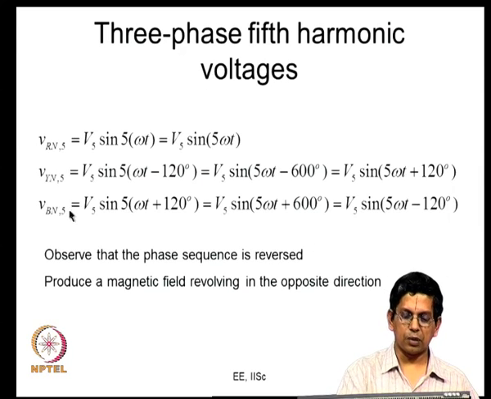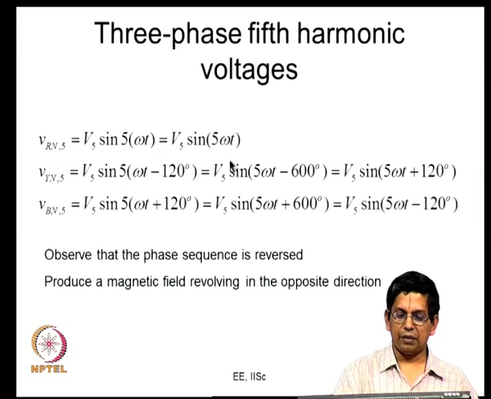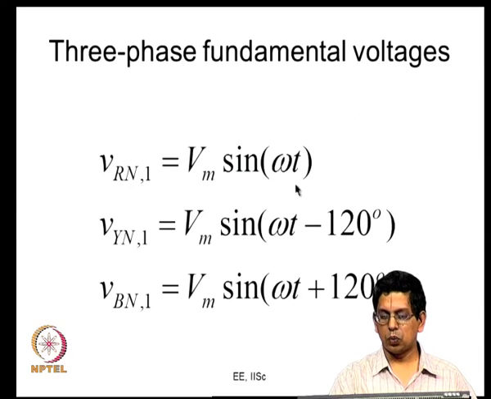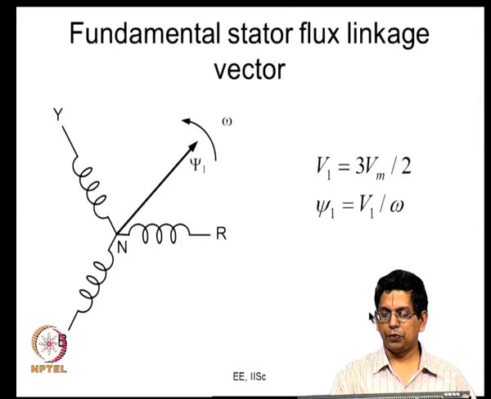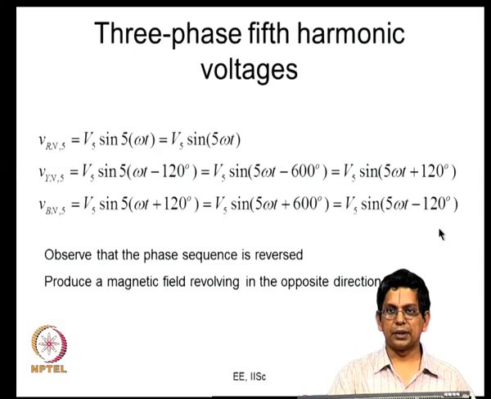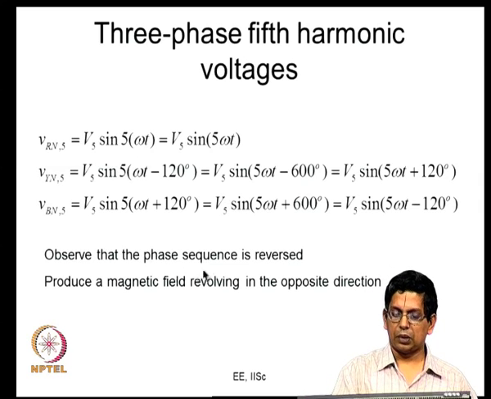So, this is the fifth harmonic. As I told you the other day, for this fifth harmonic the sequence is now reversed, whereas for the fundamental, if you look at the sequences, it is omega t minus 120 and omega t plus 120, for the fifth harmonic it is omega t plus 120 and omega t minus 120. The sequence is reversed. As I mentioned before, if the sequence is reversed, what happens? The magnetic field it produces is in the opposite direction.